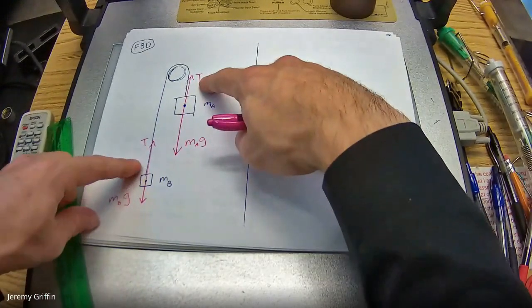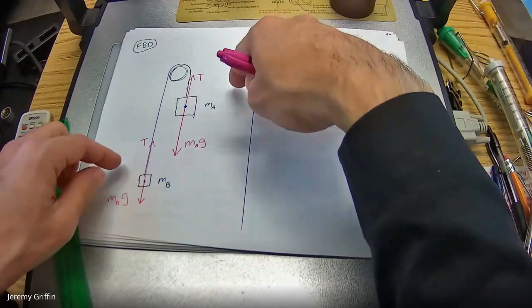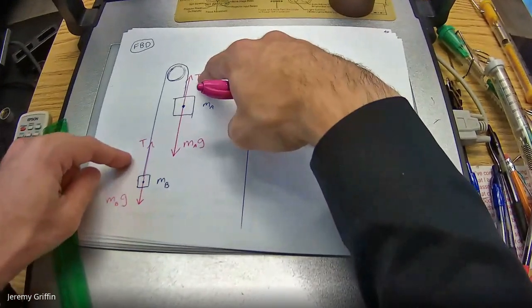Remember how this tension force is also internal to the system. Applying Newton's second law of motion to the system as a whole, from a macroscopic point of view, the tension is just an internal force.